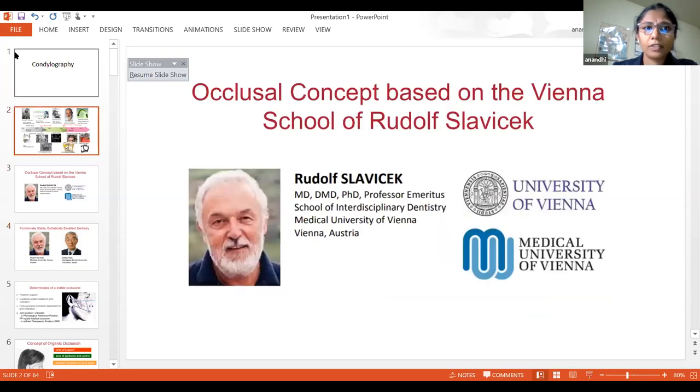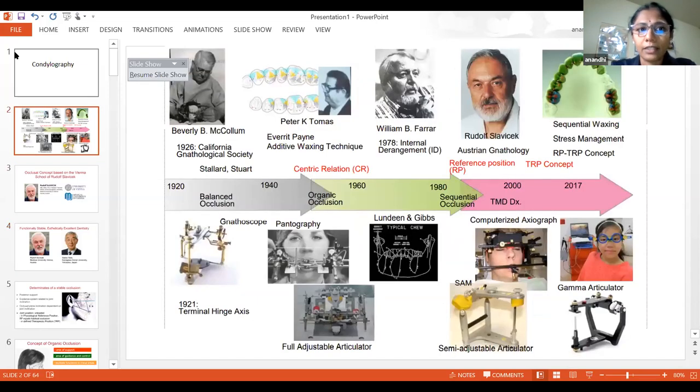So if you see, this is how it started with McCollum, who started with a gnathoscope. That was in the early 1920s, and then he talked about the terminal hinge axis. And then came Everett Payne, and then centric occlusion, and we talked about organic occlusion. Everybody knows what balanced occlusion and organic occlusion are.